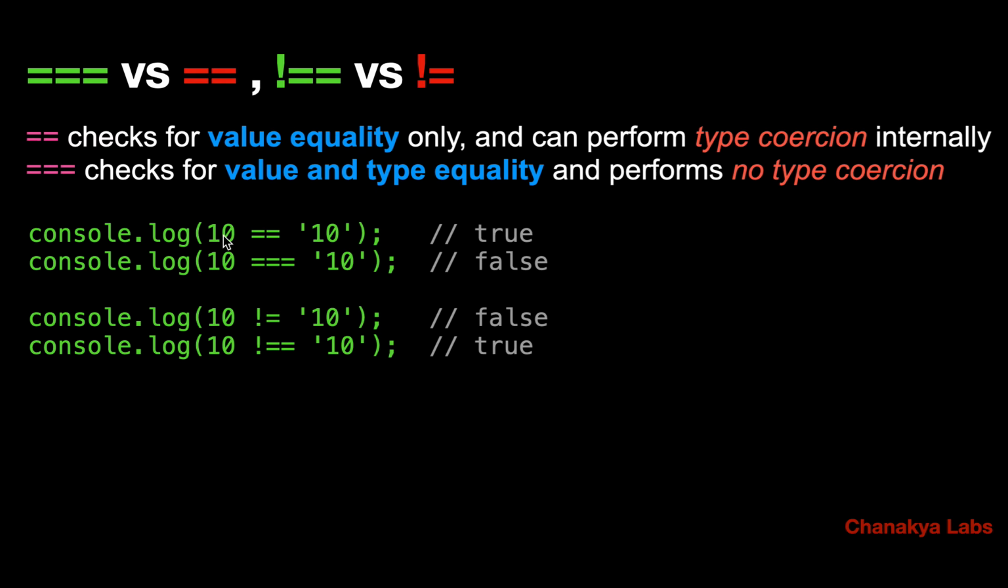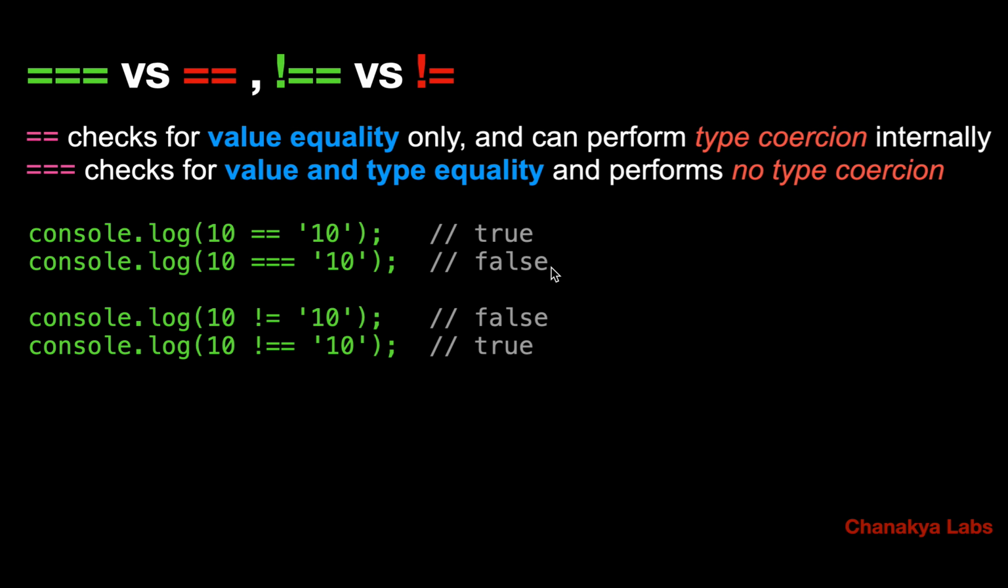So as an example, you see something like this: 10 double equal to string 10, and 10 triple equal to string 10. In triple equal to, it checks for value and type both. Value should be equal and type should also be equal. Now here, let alone value, even the types are different. So we will simply see that yeah, this is not equal, and that's why the answer is false.